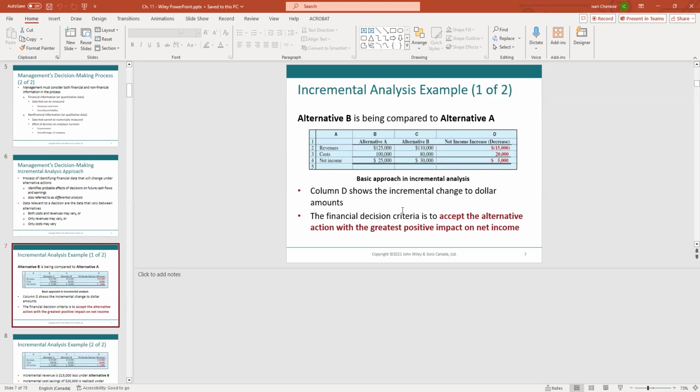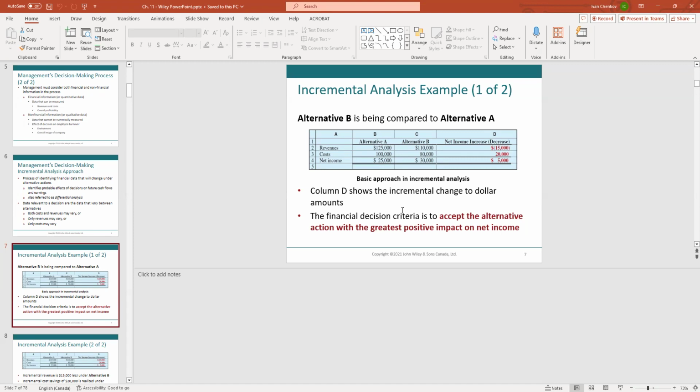Now, how are we going to compare those alternatives? So here is an example of incremental analysis. We're going to have alternative 1 and alternative 2. If we decide to go with the first alternative, our revenue will be 125, cost will be 100, net income will be 25. If we go with the second alternative, our revenue will be 110, cost will be 80,000, and the net income will be 30.